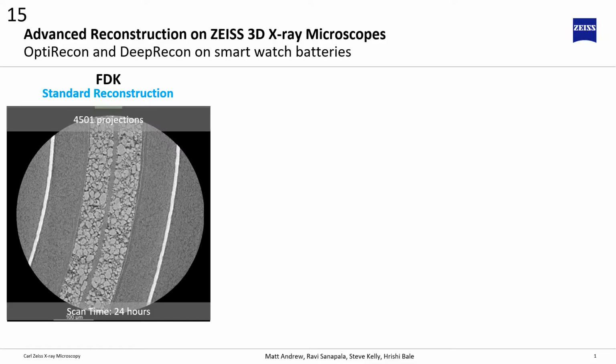Hello and welcome to this quick overview of our advanced reconstruction technologies for Zeiss X-ray microscopes. This is a smartwatch battery. On the dark regions, these are the anode layers, the light regions are the cathode layers.